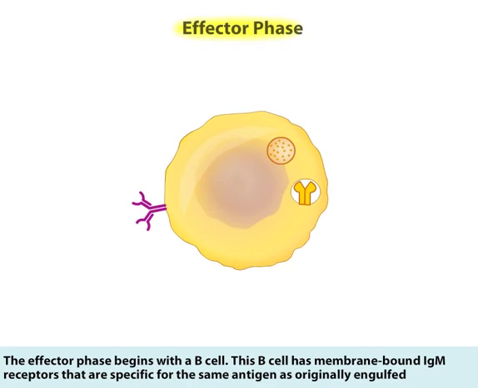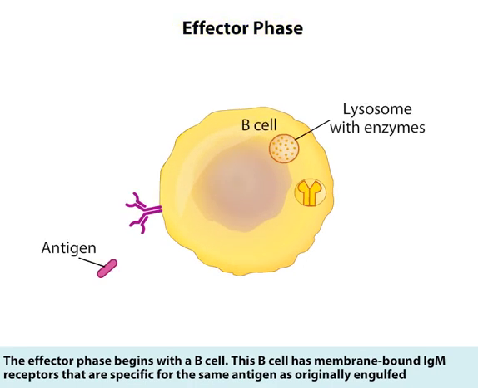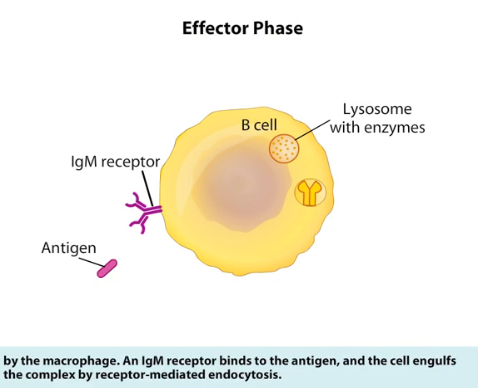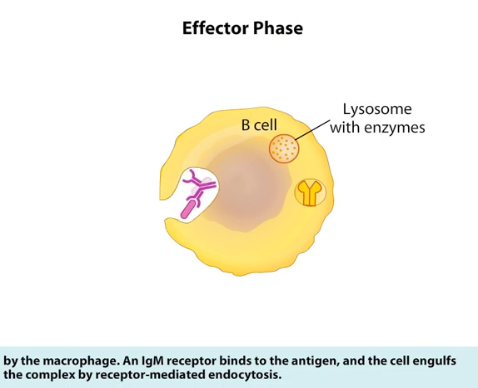The effector phase begins with a B cell. This B cell has membrane-bound IgM receptors that are specific for the same antigen as originally engulfed by the macrophage. An IgM receptor binds to the antigen and the cell engulfs the complex by receptor-mediated endocytosis.